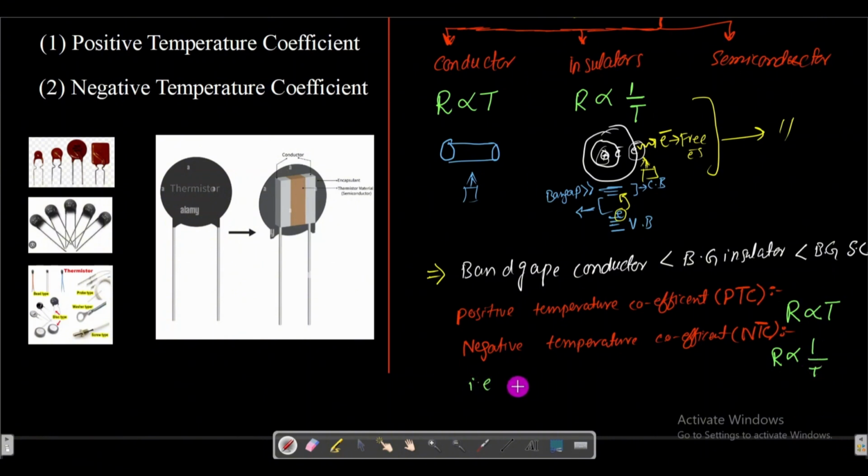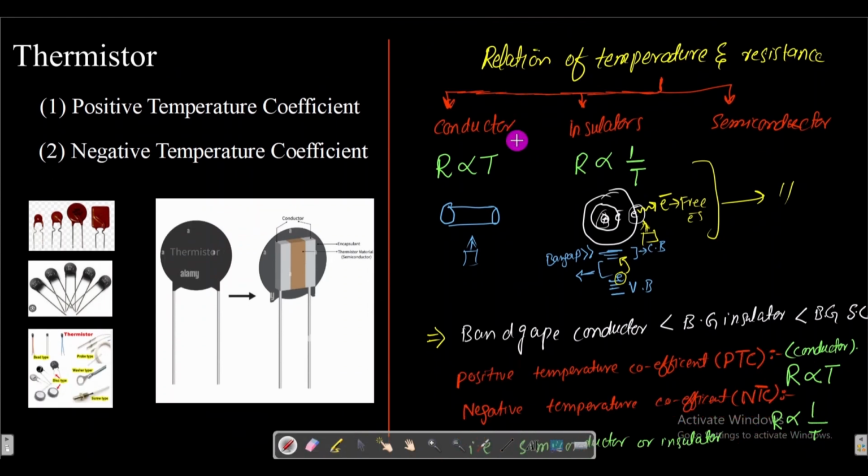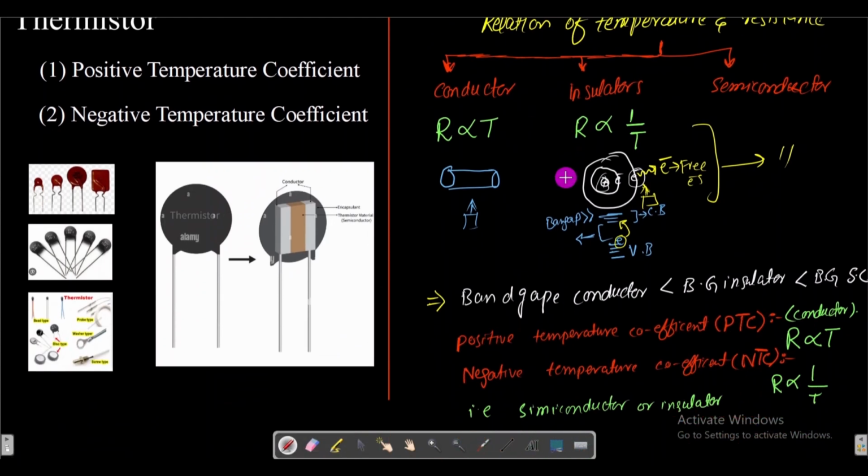That is, in the insulator or semiconductor, NTC occurs, and PTC is for the conductor. Now we are in a position that we can distinguish between the materials such as conductor, insulator and semiconductor with regard to the relationship between the temperature and resistance.